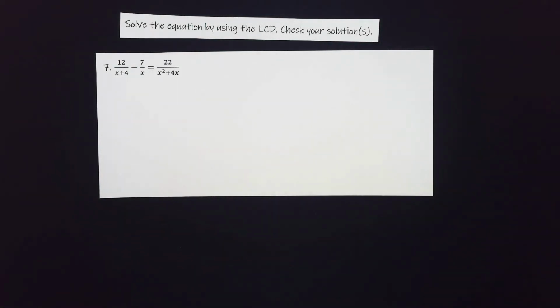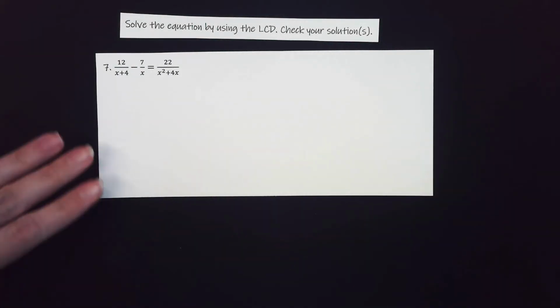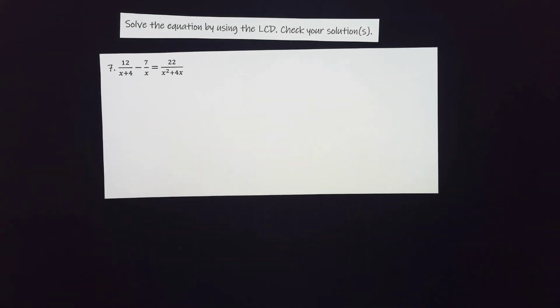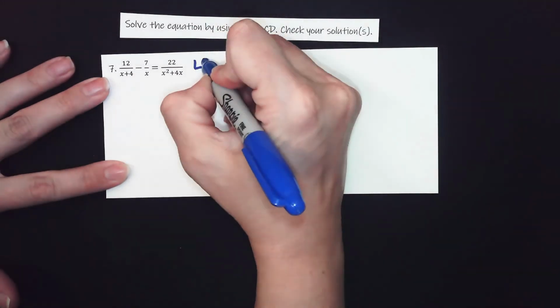All right, we're going to go back to number 7. So we did 5, 6, and 8. Now we're going to do 7, 9, and 10. Okay, this time our denominators look a little different. Okay, but we're still going to need a least common denominator.